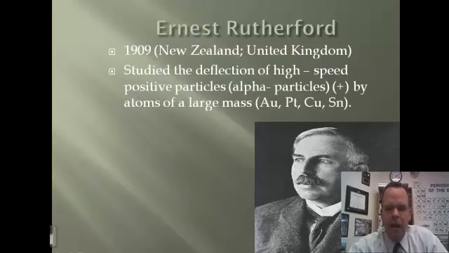What he did is he was studying the way that high-speed positive particles, known as alpha particles, behave. Alpha particles are basically the equivalent of what we later discover is the nucleus of a helium atom: 2 protons, 2 neutrons. And he was taking these alpha particles, which were positively charged, relatively high mass, high speed, and shooting them towards atoms that had a very large mass, like gold, platinum, copper, and tin, metals that could be made very thin, and these particles would travel through these metals.